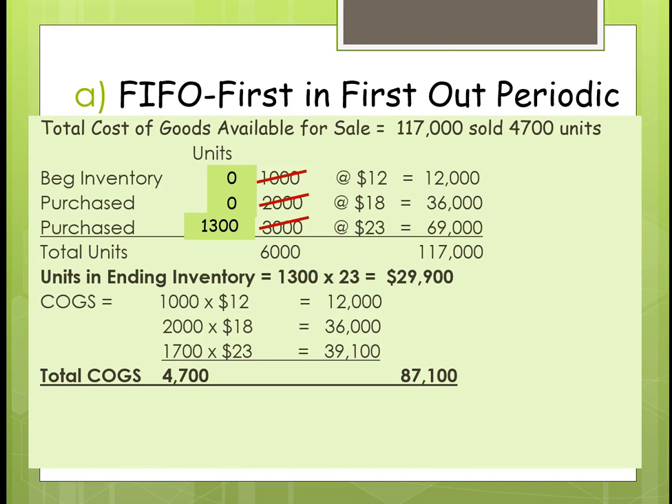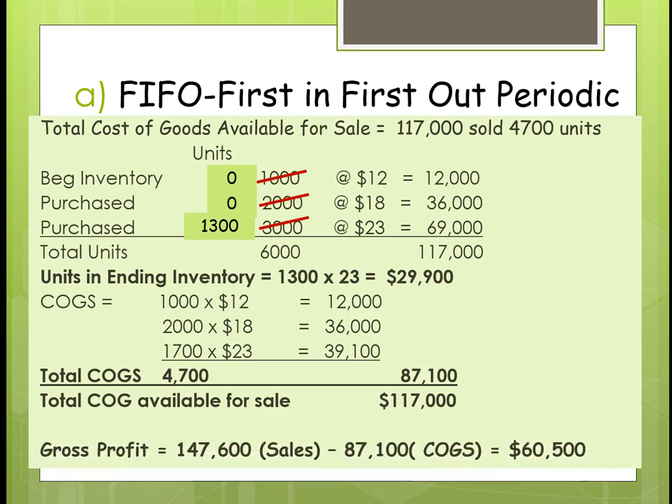Units in ending inventory are 1,300 times $23. And if you notice, if you add the two together, you get the 117,000. Now, our gross profit in this example is going to be 60,500.